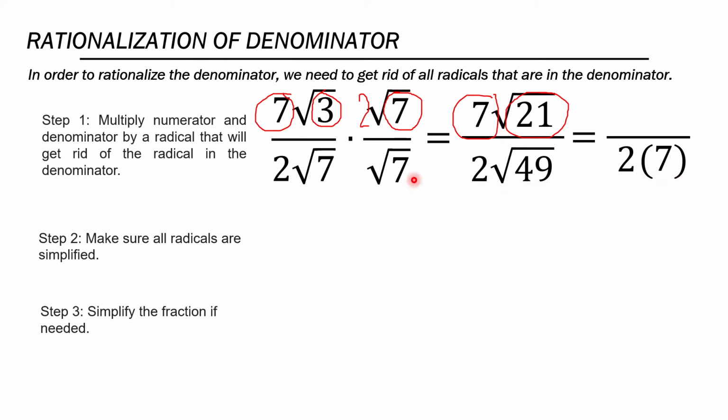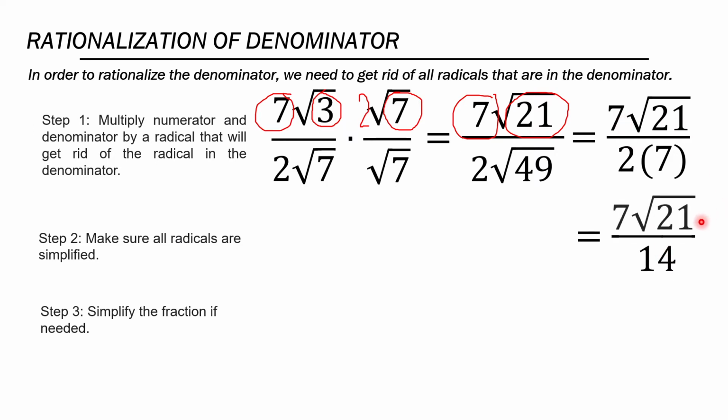Okay? So, copy what's on top. Okay? So, multiply 2 times 7. You will have 14. 7 square root of 21. And always make sure, it says, make sure radicals are simplified. So, we no longer have a factor of 21 that will be a perfect square, but we may still simplify the fraction if needed.